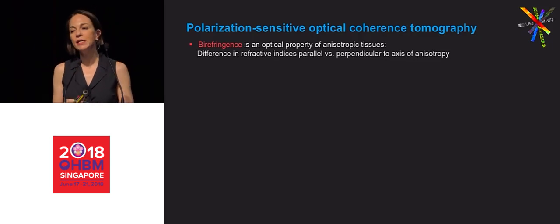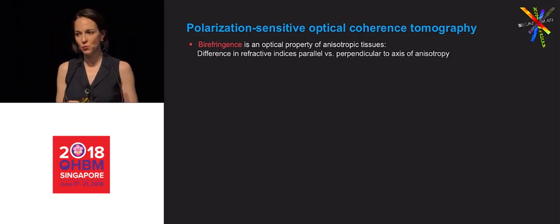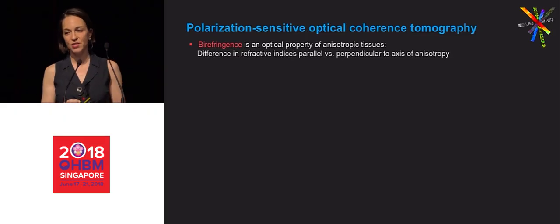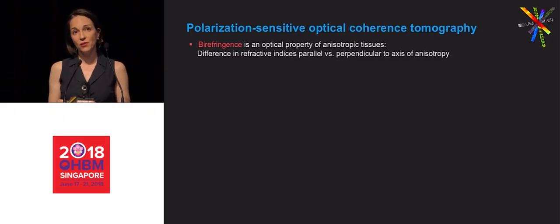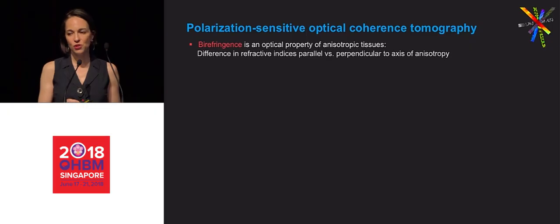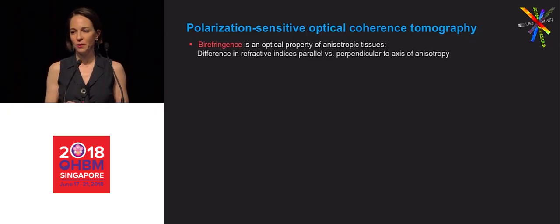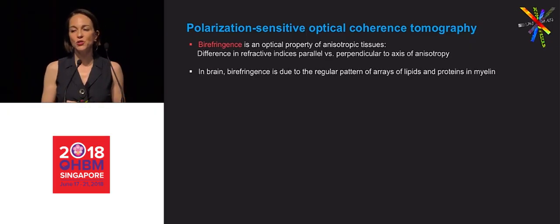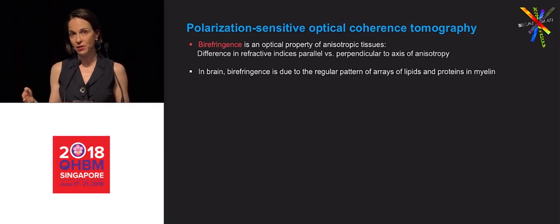Polarization-sensitive OCT takes advantage of birefringence, which is an optical property of anisotropic tissues, and it is the difference in refractive indices parallel versus perpendicular to the axis of anisotropy. In the brain, it occurs due to the regular pattern in which arrays of lipids and proteins are arranged in the myelin, and so here the optical axis is that of the myelin sheath, and hence also the axons.